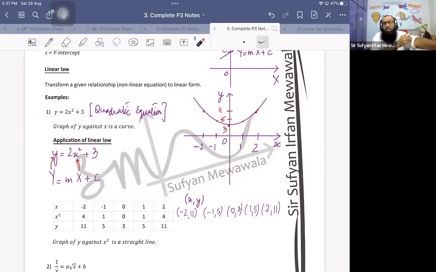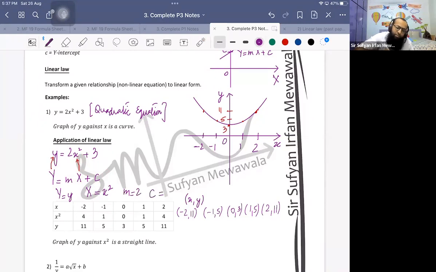Here we just need to see what we are going to take in place of y on the vertical axis and what we are going to take in place of x on the horizontal axis. Comparing the given equation y equals 2x square plus 3 with the linear equation, in place of y we see small y, and in place of x we see small x square. So if we take small y on the vertical axis and small x square on the horizontal axis, then a straight line will be formed, with gradient 2 and intercept 3.